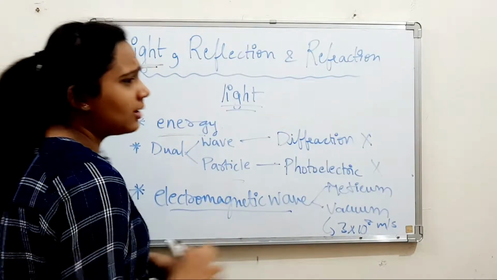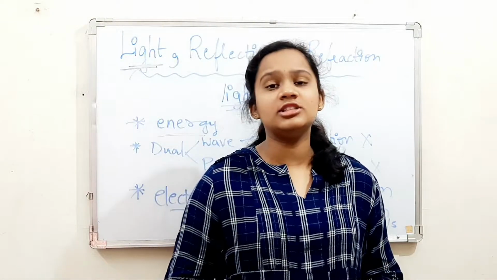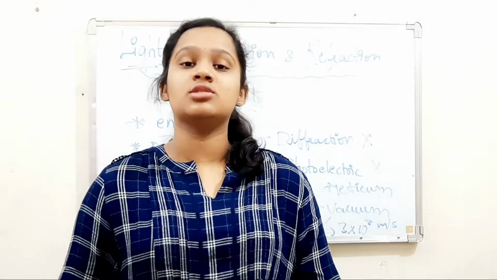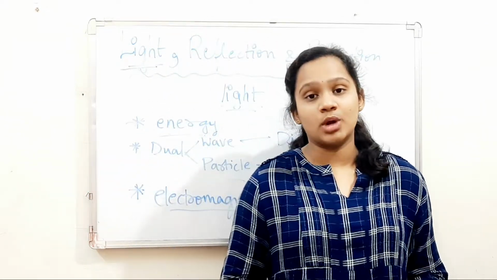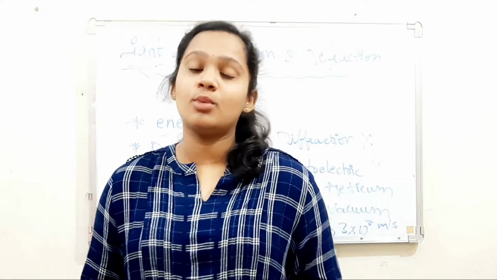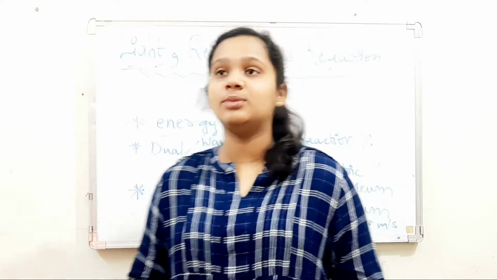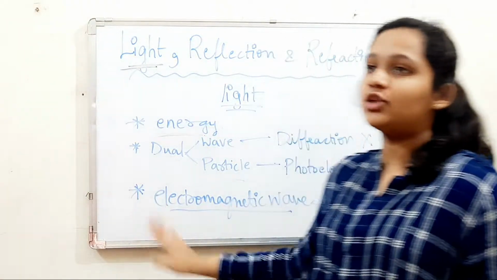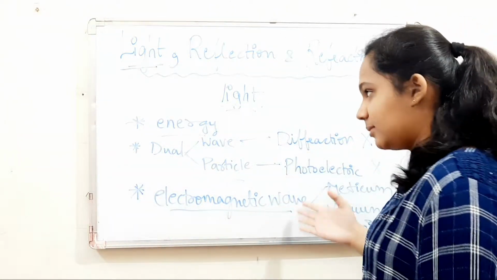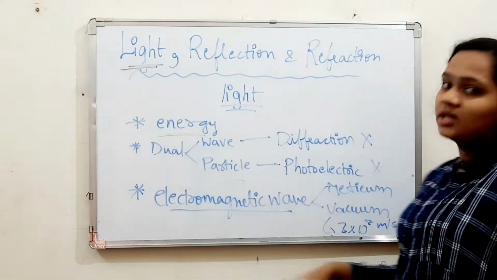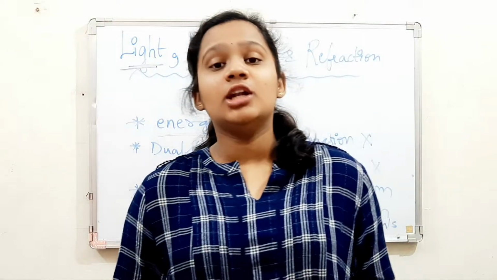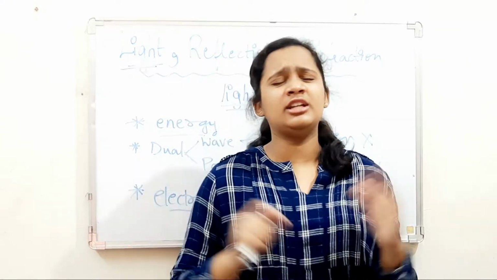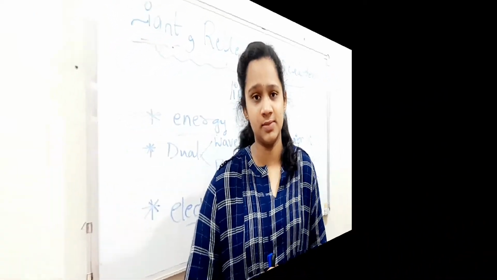So this is everything about light guys. Light is a form of energy. As energy is a scalar quantity, light also comes into the category of scalar quantity. Light shows a dual nature, that it shows both the properties of wave and particle. So light, we can say simply, is an electromagnetic wave that can travel both in a medium and in vacuum. In vacuum, the speed of light is 3 into 10 to the power of 8 meters per second. Now we will see the speed of light in various different mediums.